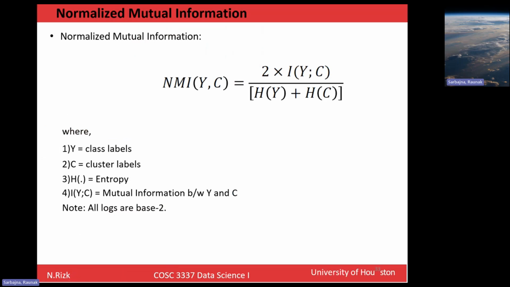So for normalized mutual information, forget the old formula that I showed you. This is a simplified version of that formula, right? So you need 3 different things essentially. You need the entropy for both the original cluster and the ground truth, and you need the mutual information between the original cluster and the ground truth. So in this case, Y is your cluster and C is the original cluster, the ground truth.